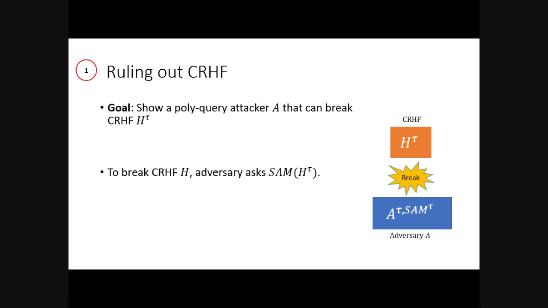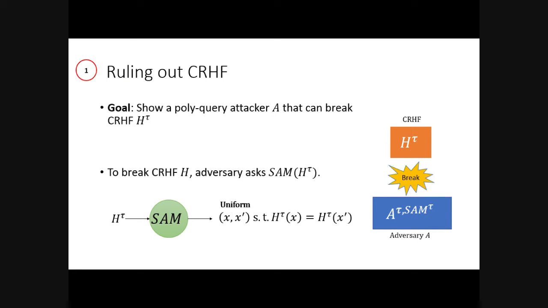Okay, so here we go. First, let's rule out collision-resistant hash functions. We have an oracle called Sam, and our goal is to show a poly-query attacker that can break hash functions. So what does the adversary do? The adversary simply asks a query to Sam with the circuit of the hash function as input.